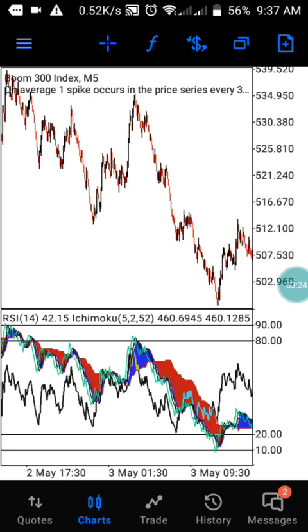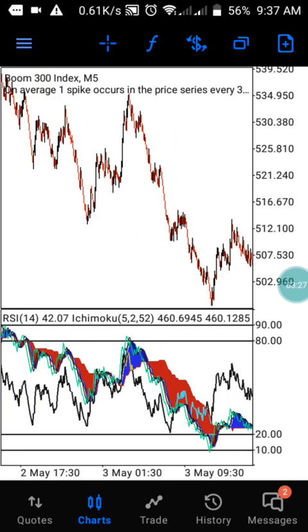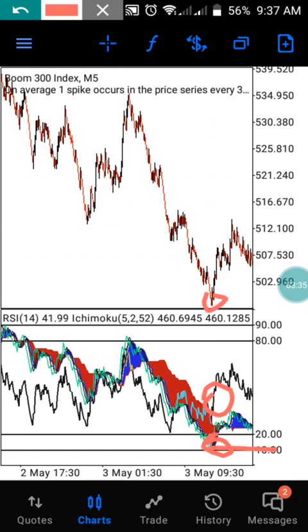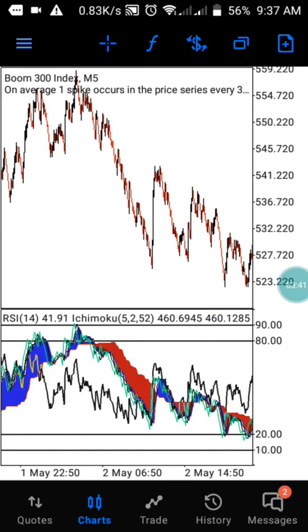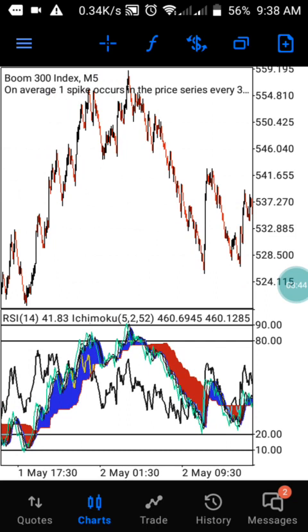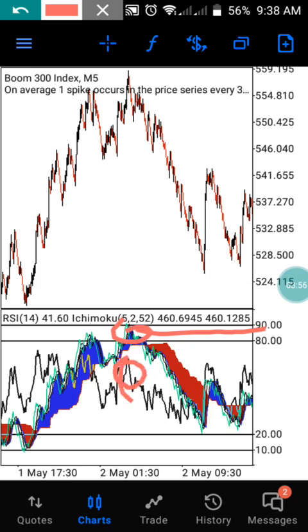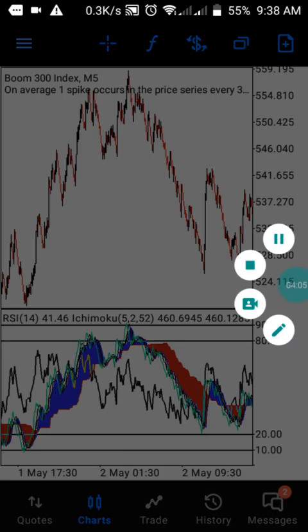Let me show you some more samples. You see at this level, we have another level respecting this 10 level, and we have our Ichimoku on the opposite side here. Before you see that, you see the market start rocketing up to here. On the 5-minute time frame, you know how much money you are going to get with that. Same thing also happened here. If you want to use this strategy to take your trade down, you need to wait for it to respect your 90 level, and you have to have your RSI on the opposite side, and then you take your trade down. So guys, exactly this is how the strategy works.